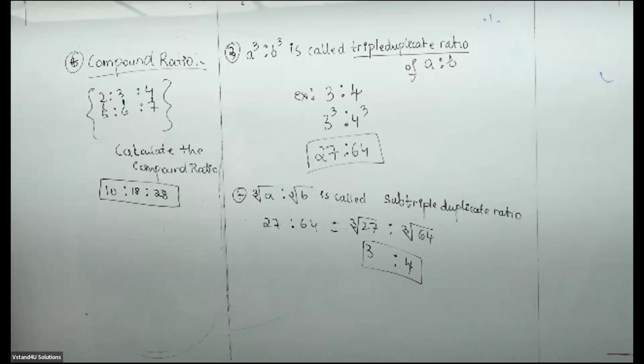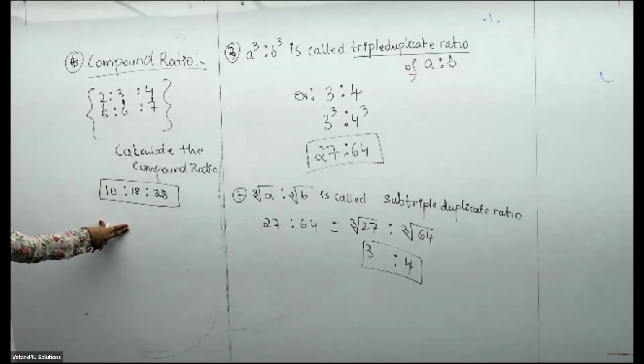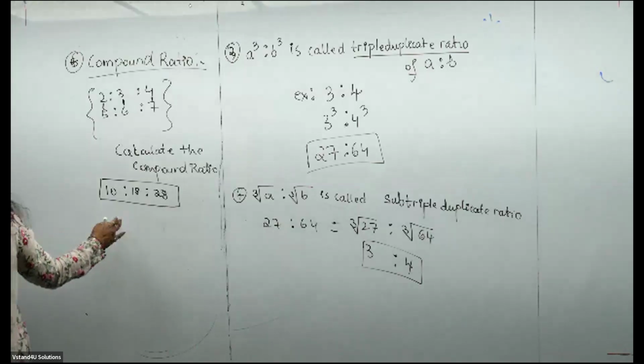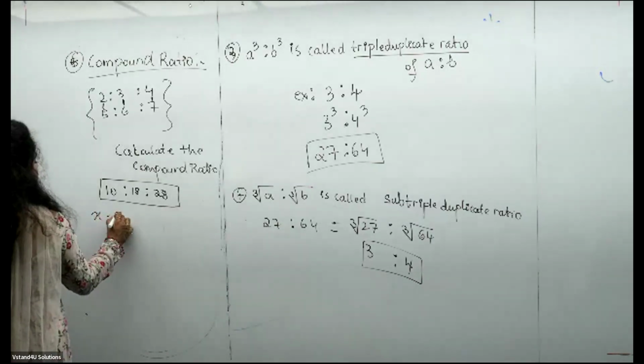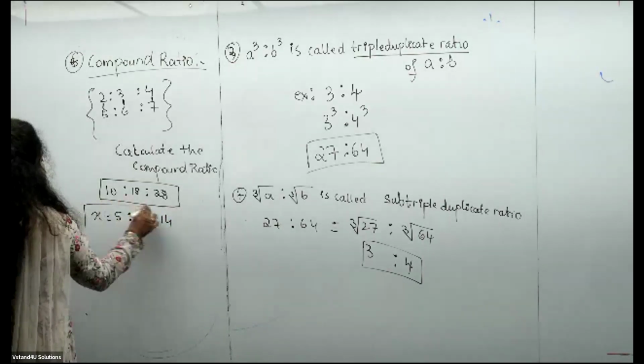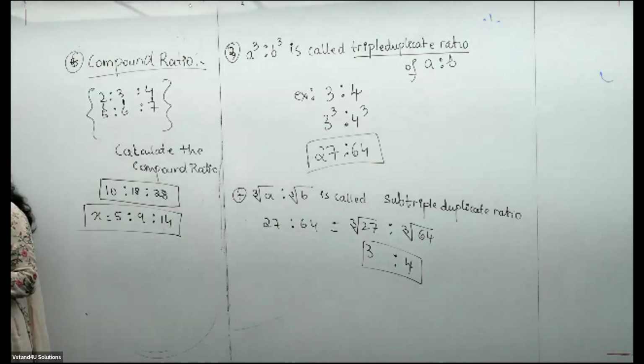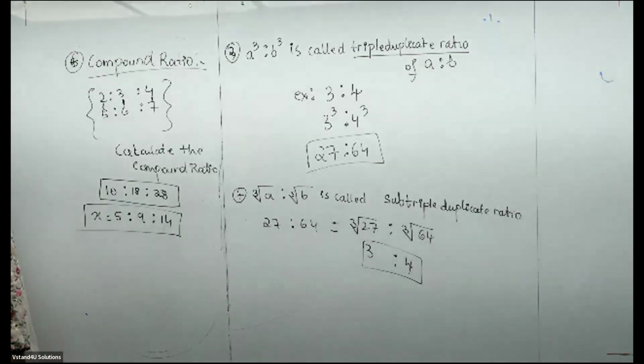Now, first of all, you got this. Now check the divisibility of this. It gets divided by 2. Yes or no? So what will be my answer? 5:9:14. So this is your compound ratio. Clear? Yes or no?